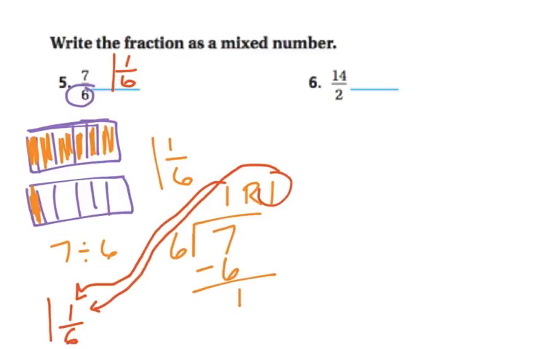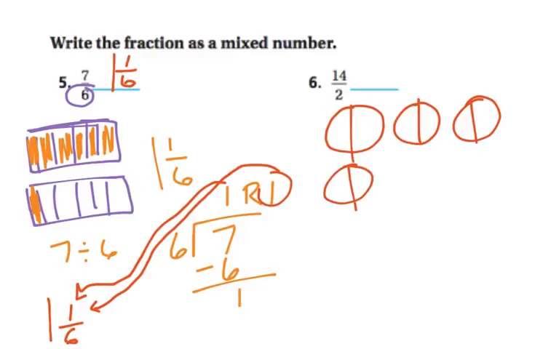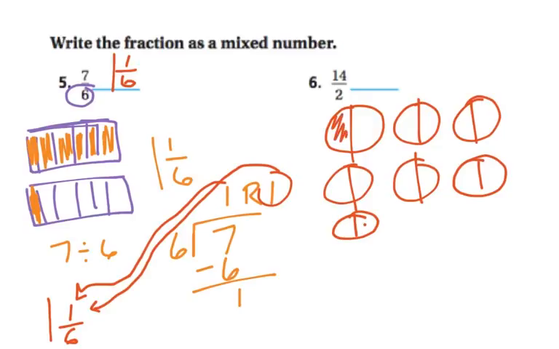Now we're going to look at the next one together because I know this sometimes will trick people. You have 14 halves. Okay? If you drew your picture, you would be drawing things that you divided in half. And you would want to have a total of 14 of those. So look, 1 half, 2 halves, 3 halves, 4 halves, 5 halves, 6 halves, 7 halves, 8 halves, 9 halves, 10 halves, 11 halves, 12 halves, 13 halves, 14 halves.